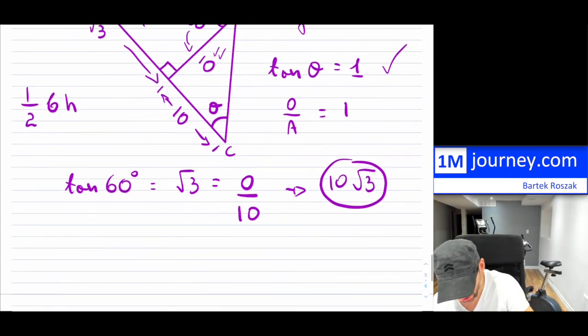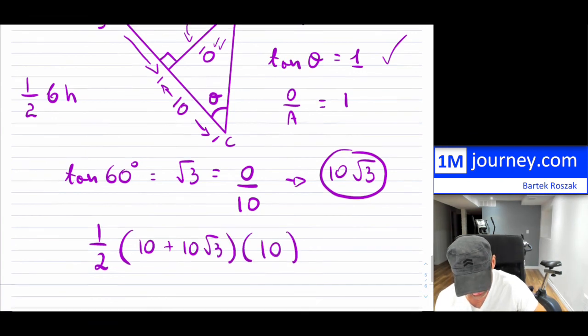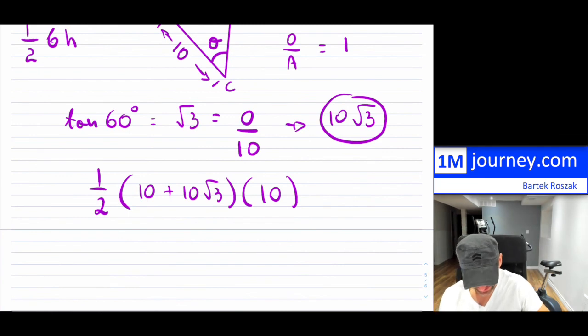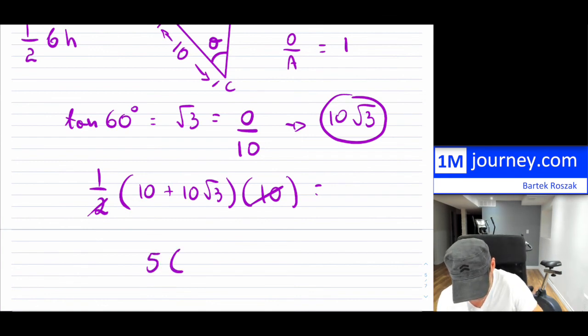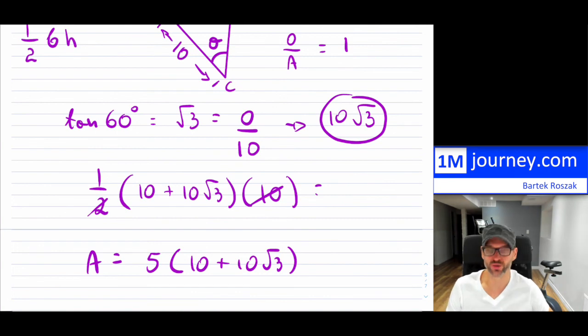Now I can find my area. My area is 1/2 base. The base is 10 plus 10 square root of 3 times my height, which is 10. And there you have it. You can simplify it. 2 goes into 10 5 times. You can say that this is 5 times 10 plus 10 square root of 3. That would have been your area in whatever units they're using, which would be squared. All right, so there you have it.